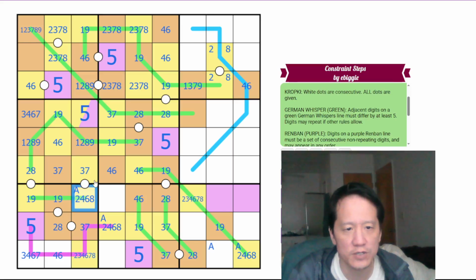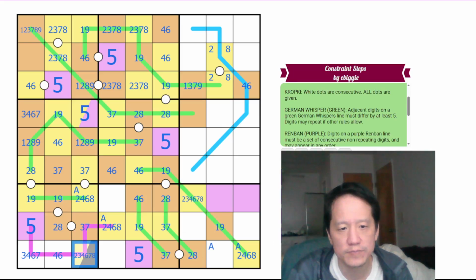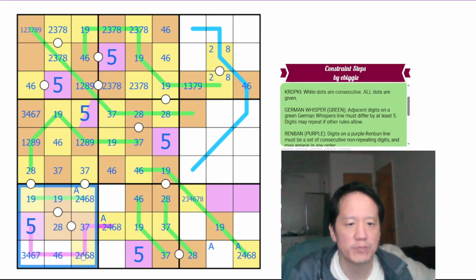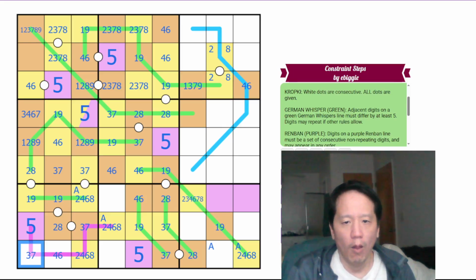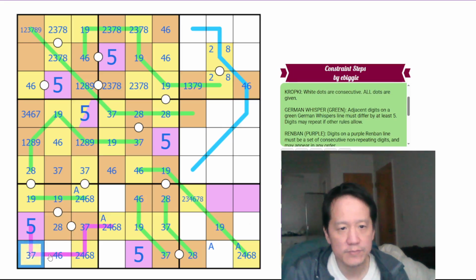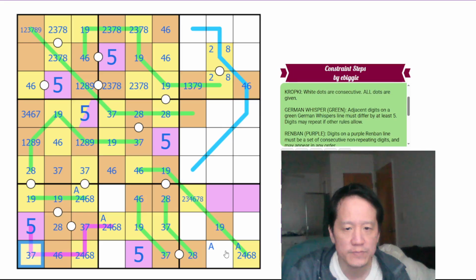Which is next to either one of these. This can't be the yellow 3, 7. Therefore, where is the yellow 3, 7 in box 7? It has to be here. This can't be yellow 4, 6, so this is orange 4, 6.